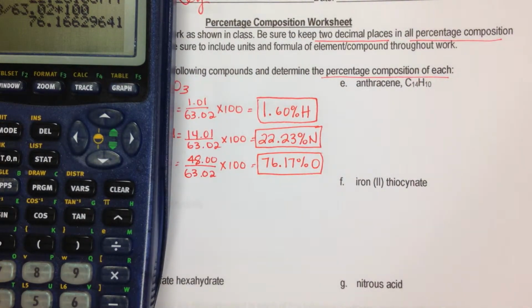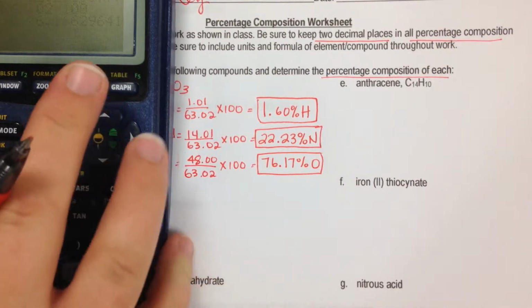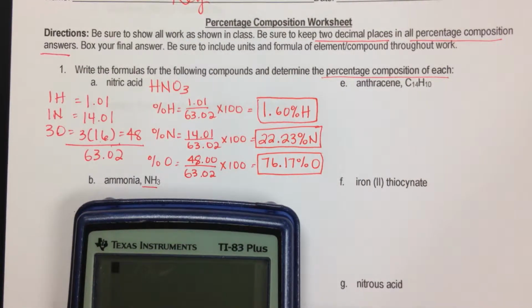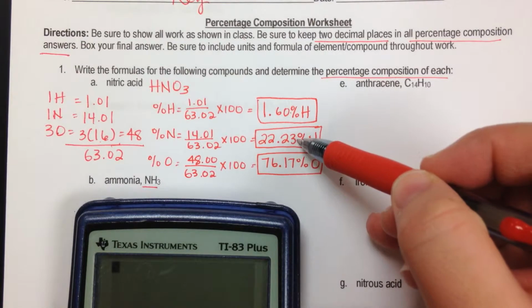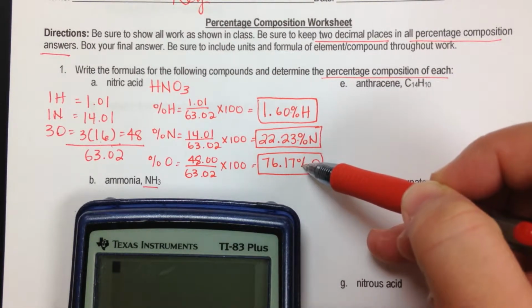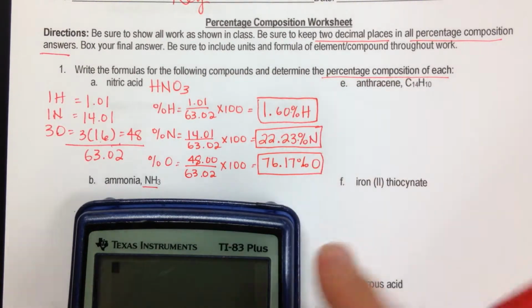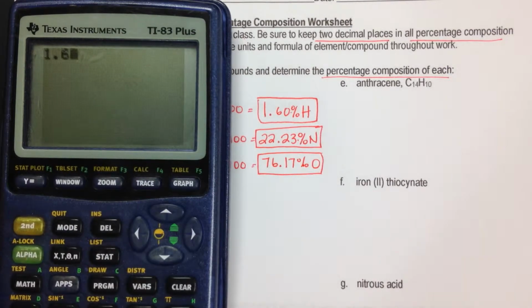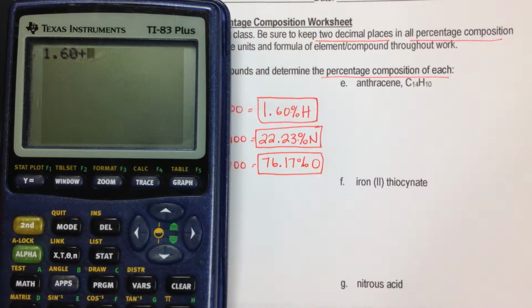Now, to check ourselves, which I don't require you to check, but it'd be a good idea on a test and so on, when I add these percentages up, since we're dealing with a percent out of 100, it should give me a total of 100. Sometimes you'll get like 99.99, and that's okay too. But if you've rounded everything properly, you should get 100%.